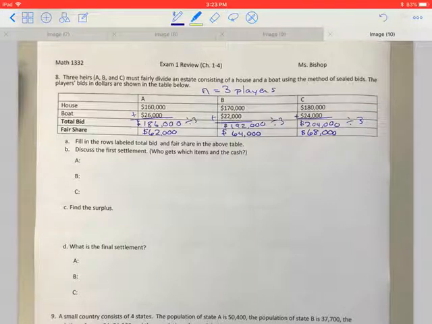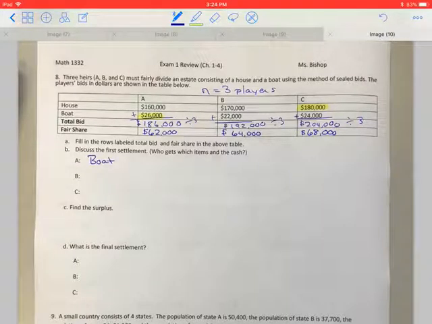If we look across at the house, we had 3 bids and it looks like C was the highest bid. Now for the boat, of the 3 bids, the 26,000 was the highest. So A is going to get the boat. For person A, we know that they are going to get the boat.